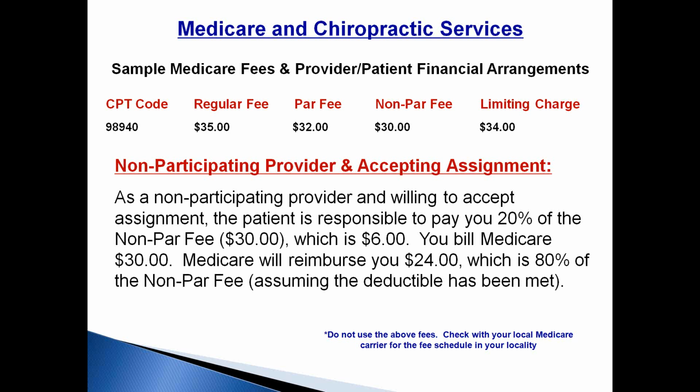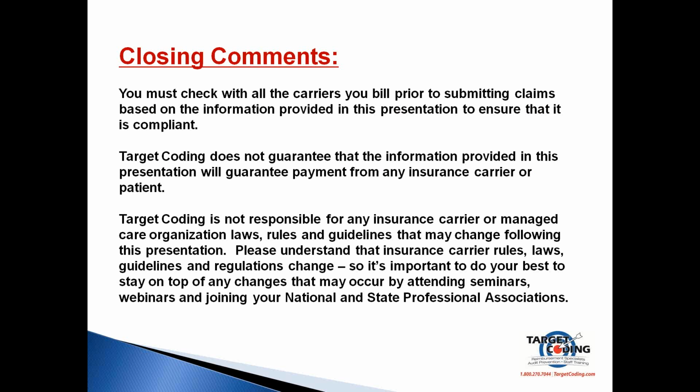And this is the last choice right here. You're non-par and you want to accept assignment. So as a non-par provider and accepting assignment, the patient will pay you 20% of the non-par fee, which in this case would be $6. That's 20% of 30, and you're going to bill Medicare 30. Medicare will reimburse you, the provider, 24, which is 80% of the non-par fee, again, assuming the deductible's been met. So that's the main difference between par and non-par.